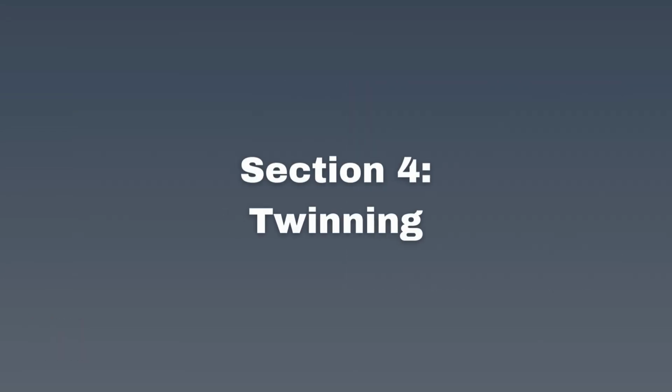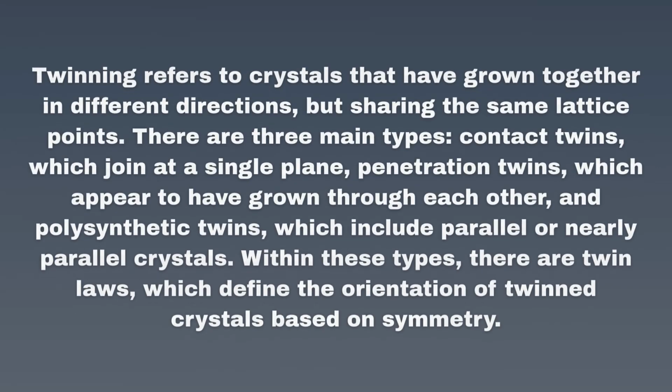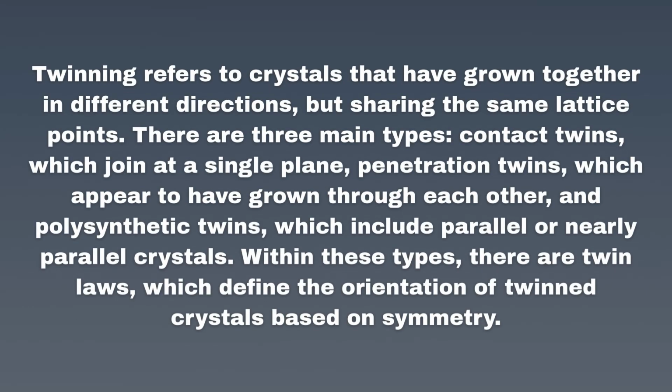Section 4, Twinning. Twinning refers to crystals that have grown together in different directions, but sharing the same lattice points. There are three main types: contact twins, which join at a single plane, penetration twins, which appear to have grown through each other, and polysynthetic twins, which include parallel or nearly parallel crystals. Within these types, there are twin laws, which define the orientation of twinned crystals based on symmetry.